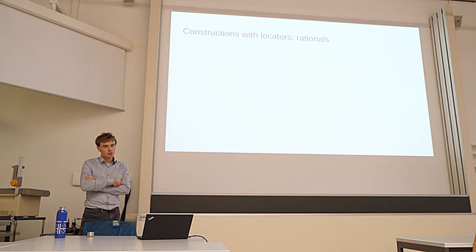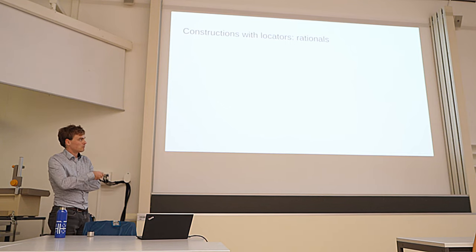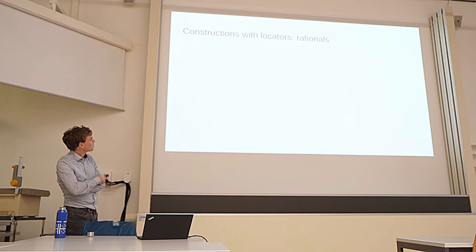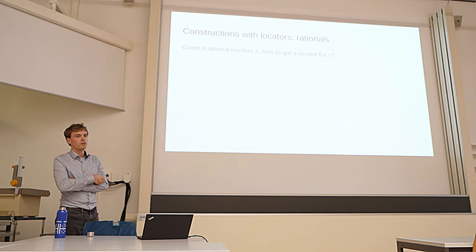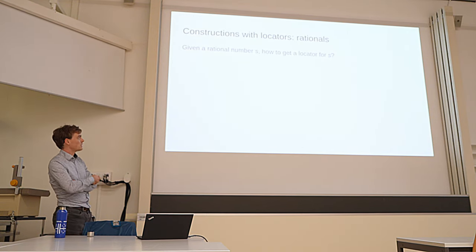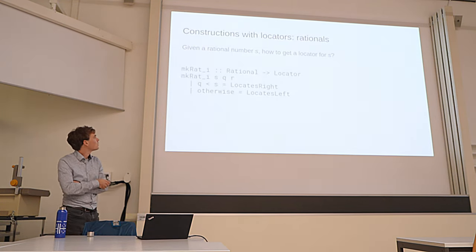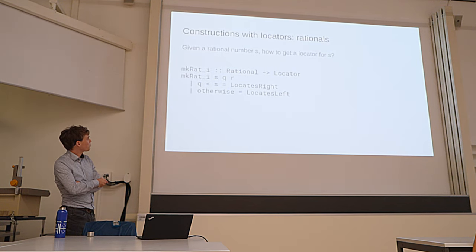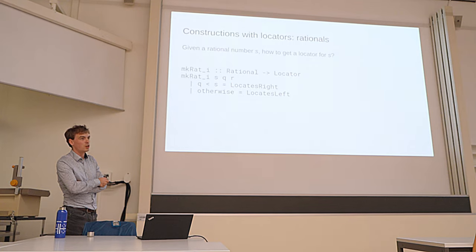So how do we do these constructions with locators? How do we get our exact real number analysis going? This is the construction of a locator for rational numbers, which should be pretty straightforward. Given a rational number S, can we get a locator for S? Here's one construction. I take my S and it gives me a locator, and a locator has to take two arguments. So here they are: Q and R are the two inputs.